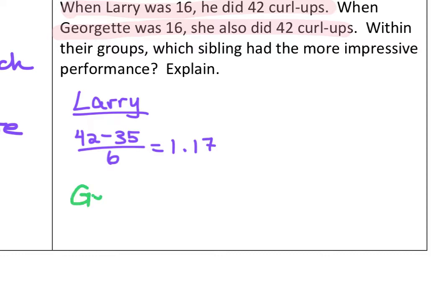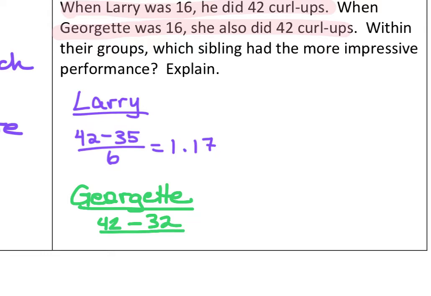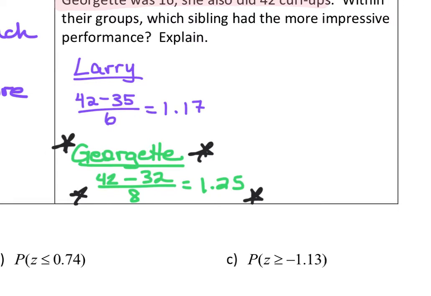And then Georgette, to compute her z-score, you would do 42 minus that girl's mean, that's 32, divided by 8, and her z-score is 1.25. And so her performance is more impressive because her z-score is higher above the mean, or if you count the number of standard deviations, she's higher beyond the mean than he was. So your answer is Georgette.